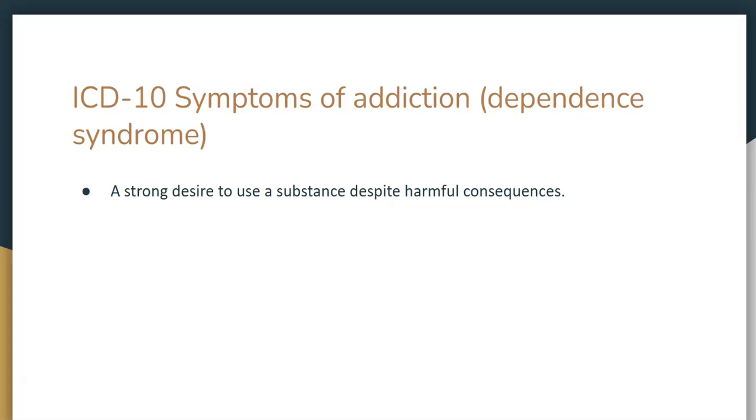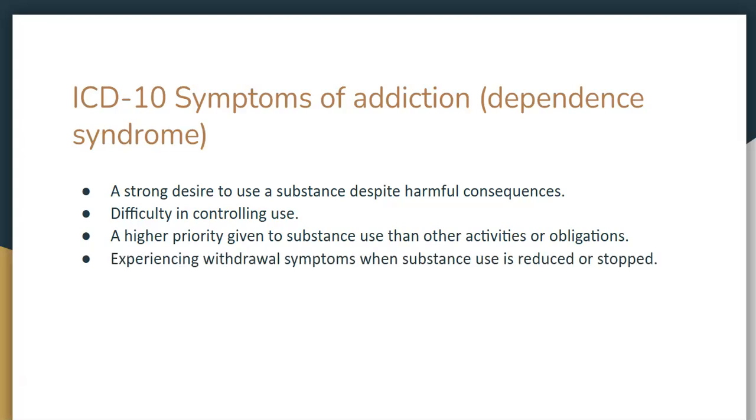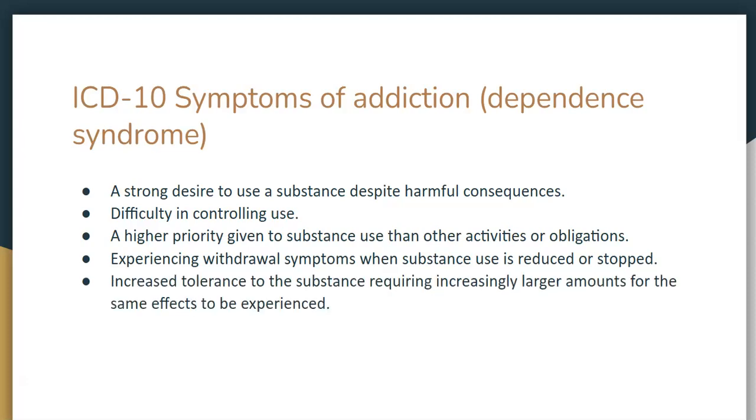So some of the characteristics that would be there for dependence syndrome would be a strong desire to use a harmful substance despite its harmful consequences, difficulty controlling its use, a higher priority being given to substance use than other activities, and experiencing withdrawal symptoms when substance use is reduced or stopped. Also, having an increased tolerance to the substance, requiring increasingly larger amounts for the same effects to be experienced.